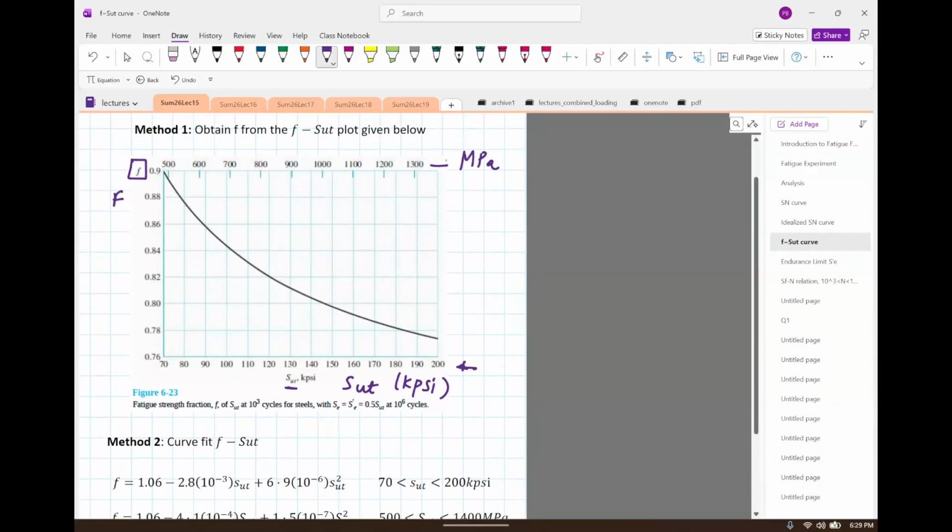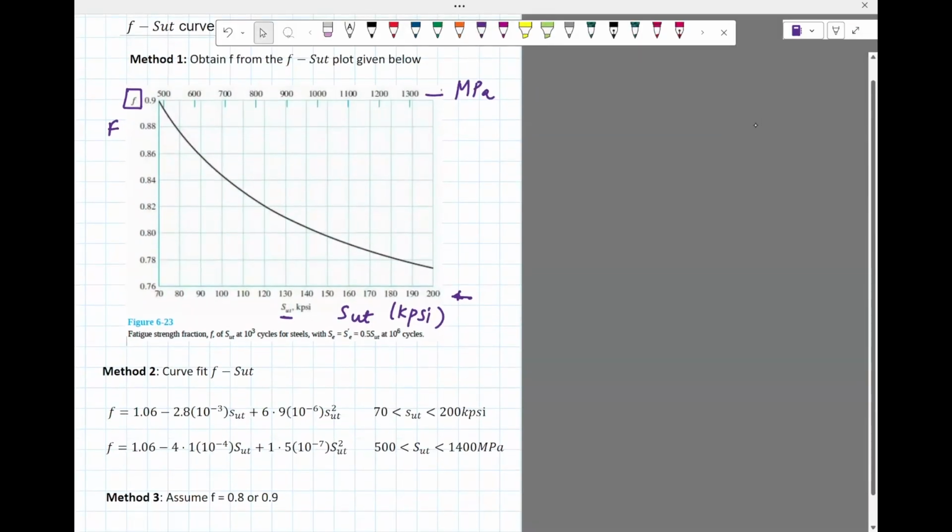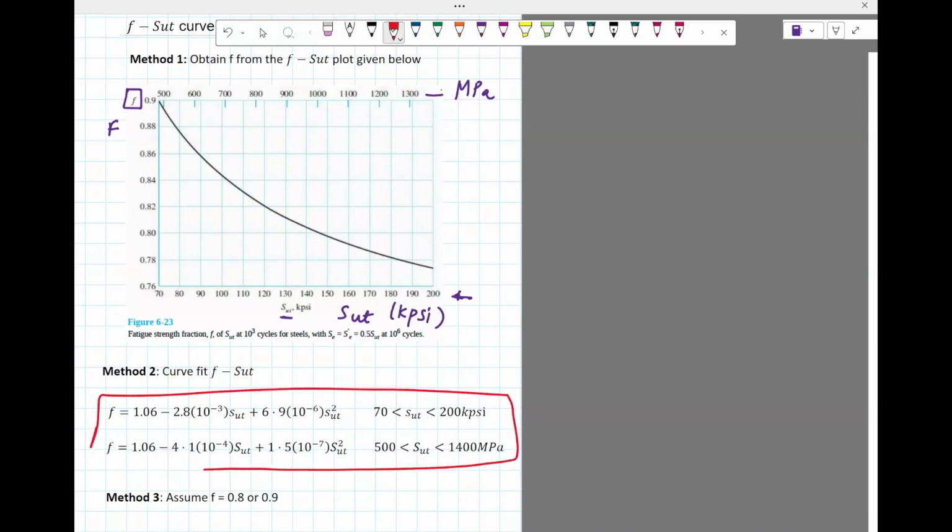So that's one way. If you don't like plots, what they did was they took this curve and tried to fit it as a function of SUT. It turns out that the formula for F as a function of SUT is something like this. They needed at least a quadratic equation in SUT to explain this curve. It's not a straight line. So you could use this equation to get F.